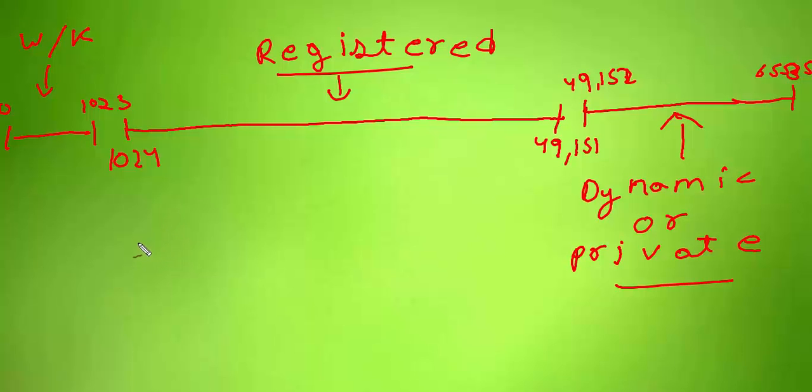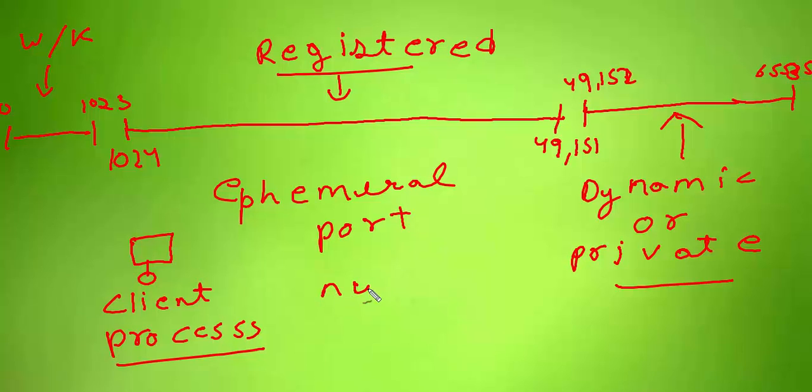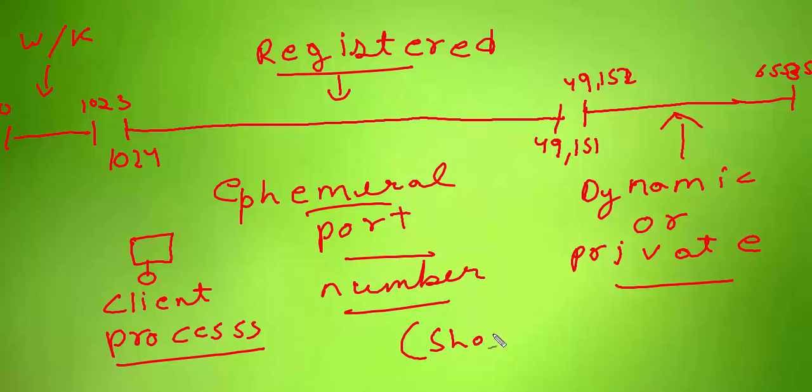Let's say this is the client. This client needs something to identify itself, which is called an ephemeral port number. Ephemeral means short lived.